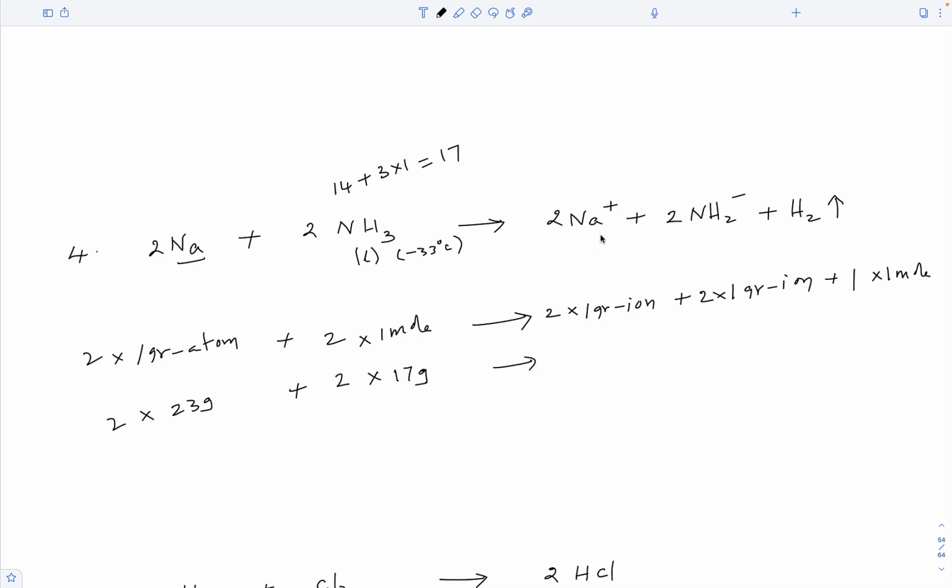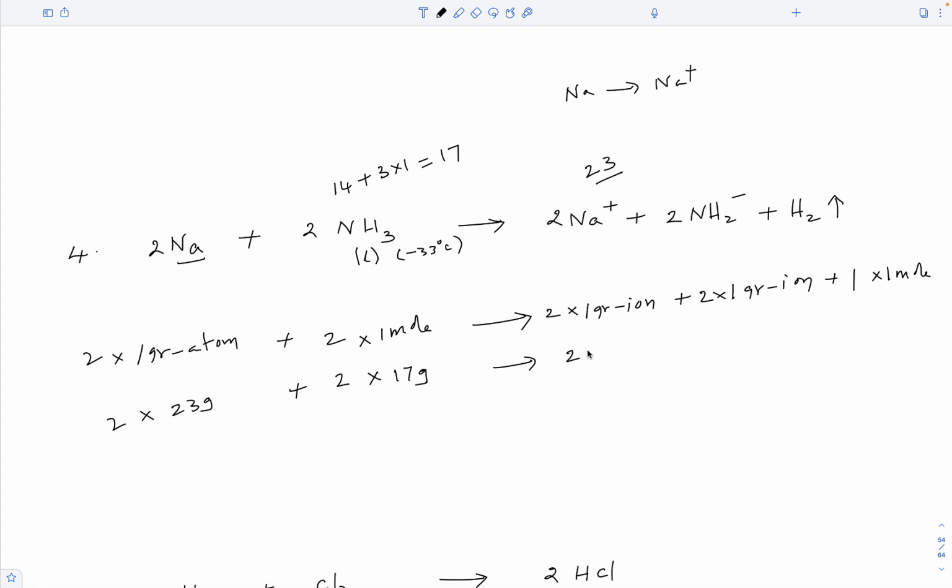What is the mass of 1 gram ion of sodium ions? See, when a sodium atom changes into a sodium ion, there is very little change in its mass. So we can take the ionic weight of sodium ion same as the atomic weight of sodium. So ionic weight of sodium ion is 23. So 1 gram ion of sodium ion is 23 grams.